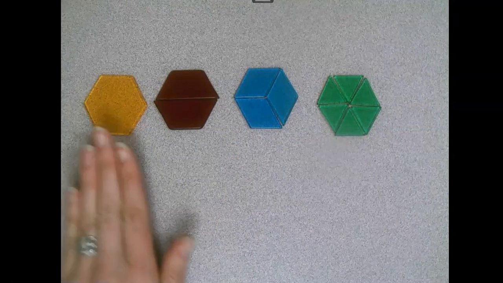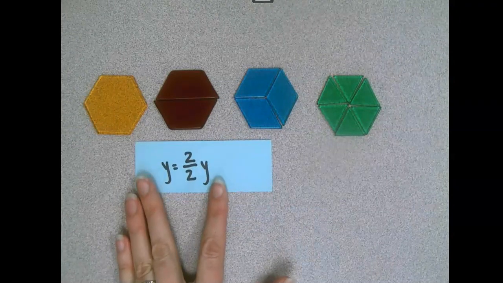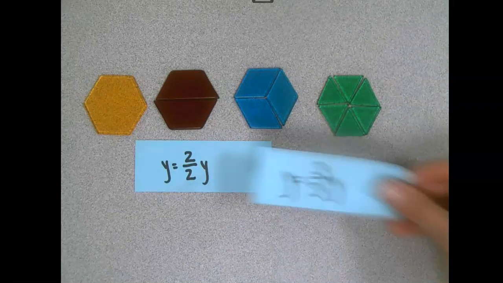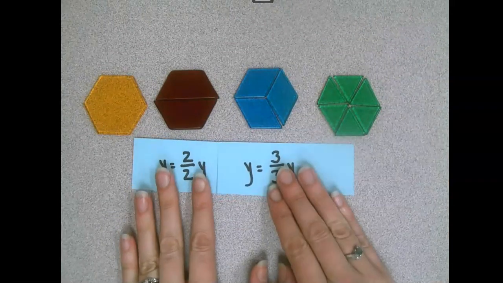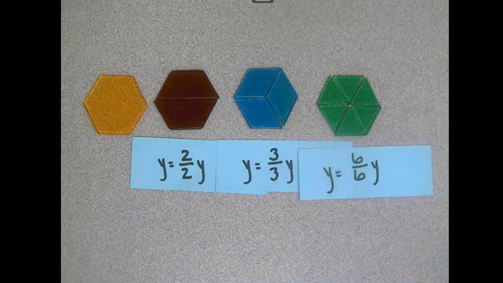So if we are looking at our y, we can also call our y 2/2 of y. We can call our y 3/3 of y. So again, we're replacing it with the fractional value instead of the letter of the colored block. And y would also be the same as 6/6 y.